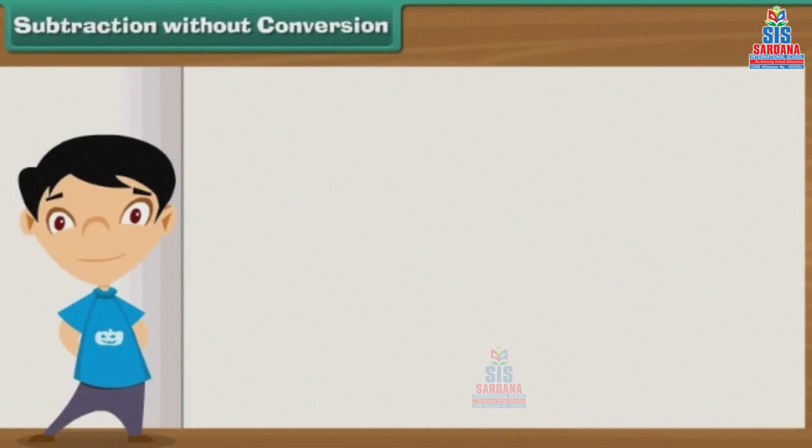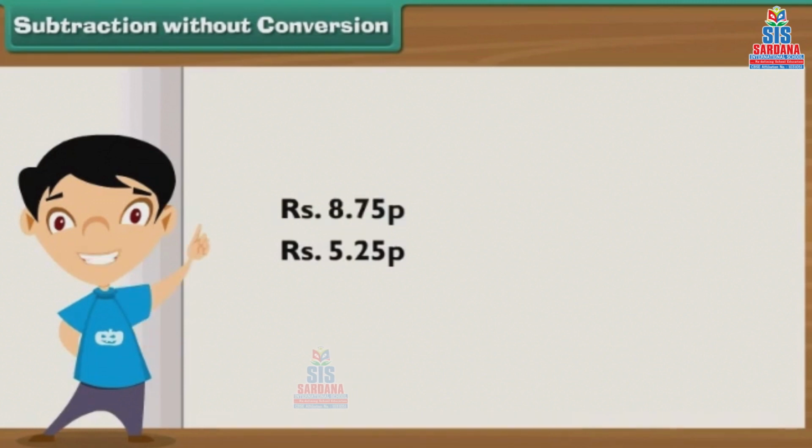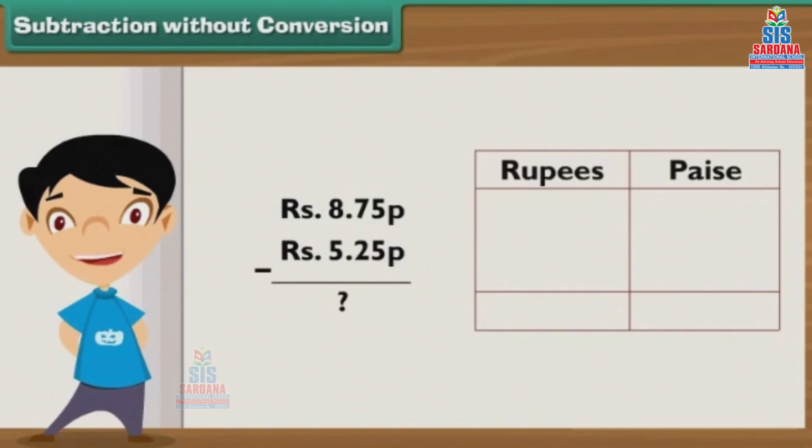Subtraction without conversion. Let's learn how to subtract 5 rupees 25 paise from 8 rupees 75 paise. Note here, write 8 rupees 75 paise as rupees 8.75. Then write 5 rupees 25 paise as rupees 5.25 under it in such a way that the rupee part falls in the rupee column and the paise part falls in the paise column.